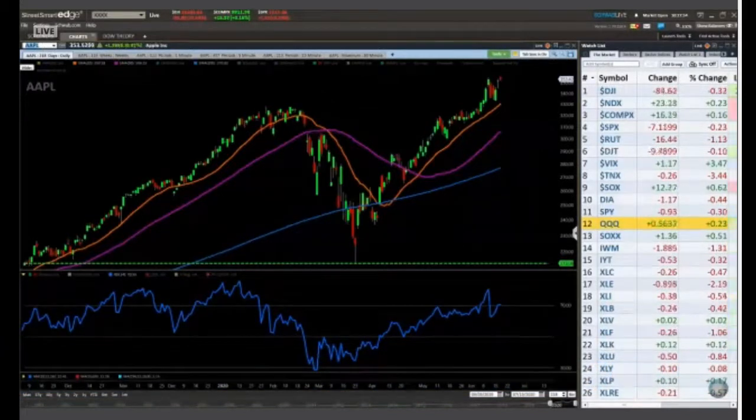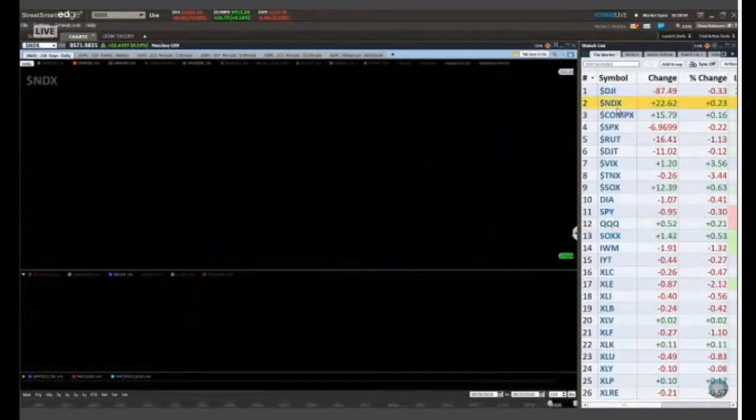Yeah. So that I know kind of what you're saying. You'd feel a lot better about the internals, essentially, what you're saying, right? Yeah. If it was a more broad move. That's all. I mean, I wouldn't fight the tape on the NDX, but.